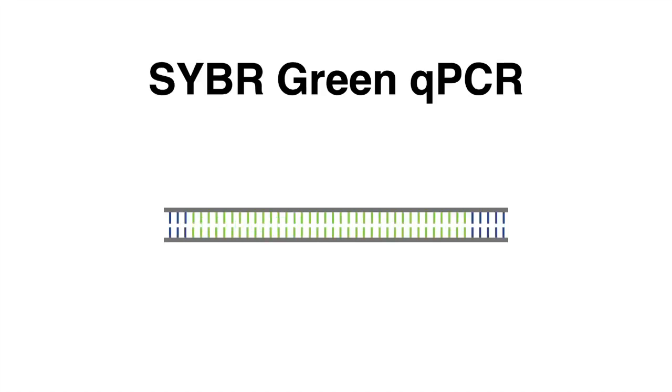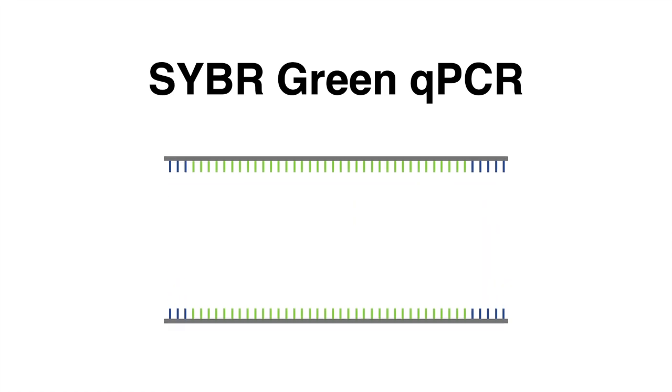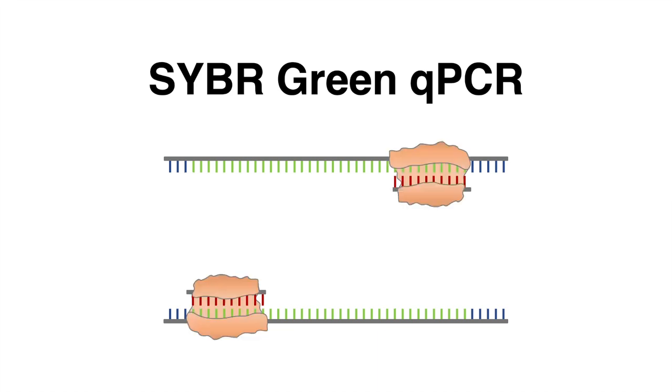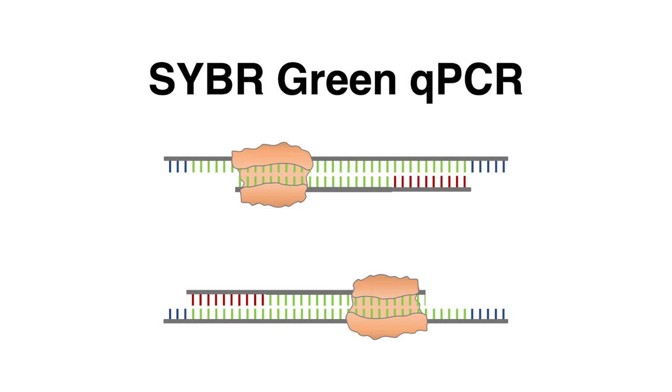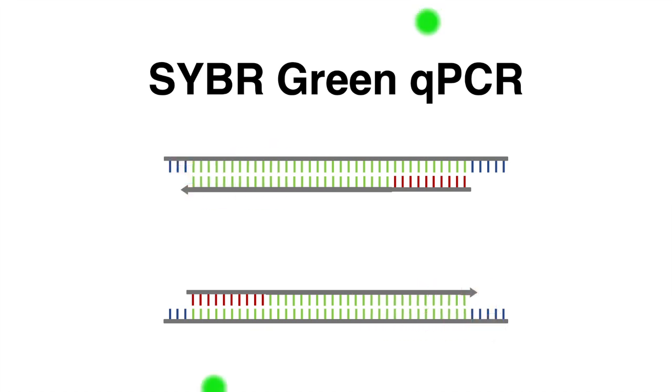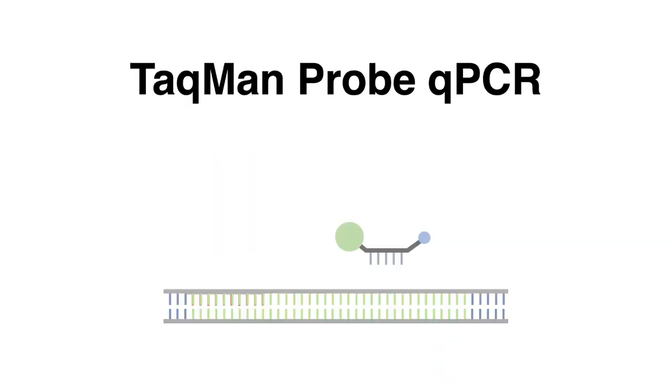In the SYBR Green qPCR method, one PCR cycle starts with the separation of the two DNA strands of the amplicon during denaturation. The primers bind to their complementary parts, flanking the sequence of interest. The polymerase starts with the synthesis. The SYBR Green dye binds the double-stranded DNA fragments, and the fluorescence is monitored after each cycle.